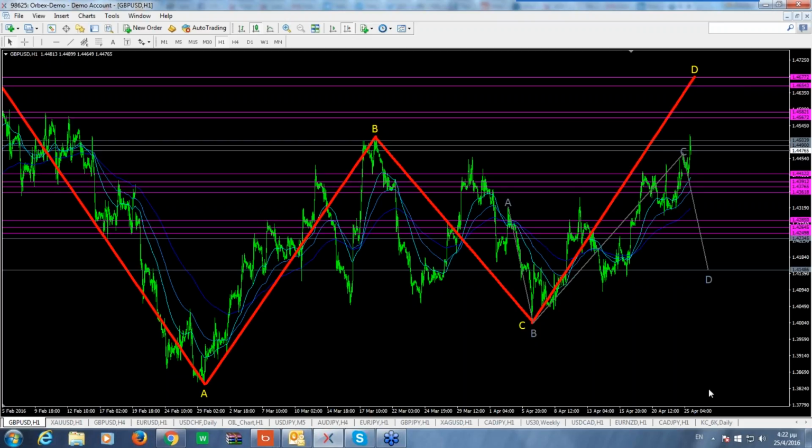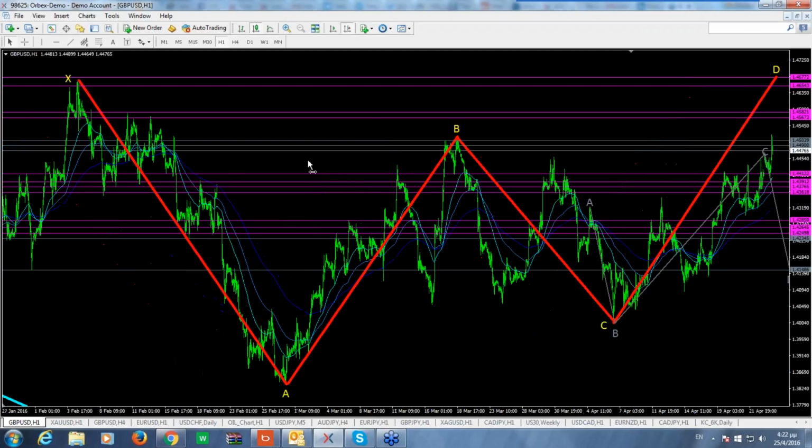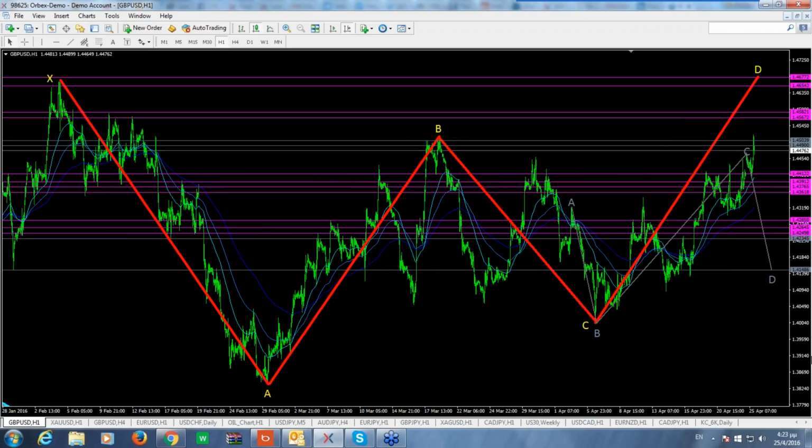Okay, within this huge W pattern, I have spotted a potential Z-like pattern like this. Here inside this pattern we have a Z-like pattern, which means that anytime soon it should make a bit of correction, but again it'll correct itself up again. That's the potential of that kind of pattern, the Z-like pattern that we can see.